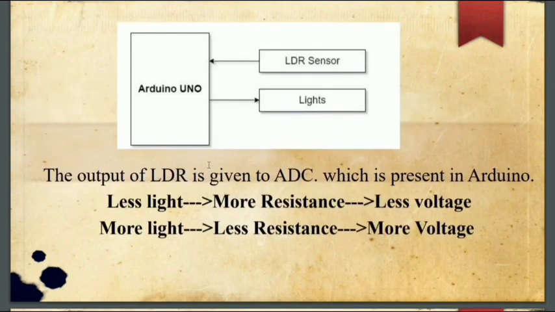And this is the block diagram which describes how Arduino is interfacing with LDR sensor and lights. In this, the LDR sensor is interfaced with Arduino Uno and it outputs through lights. The output of LDR is given to the analog to digital converter, which is present in Arduino. When there is less light, there is more resistance and less voltage. If there is more light, then there is less resistance and more voltage.